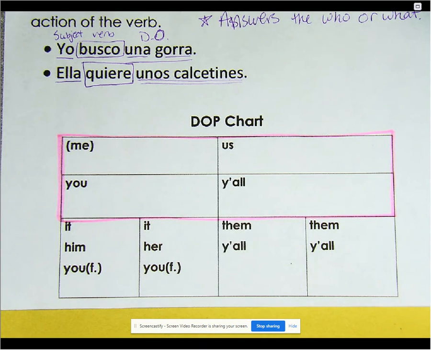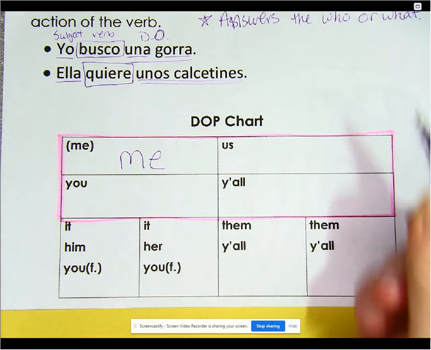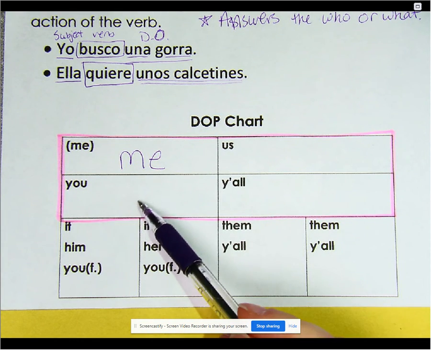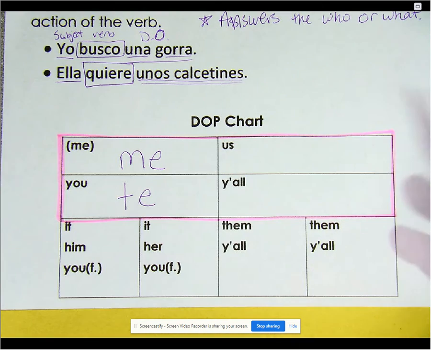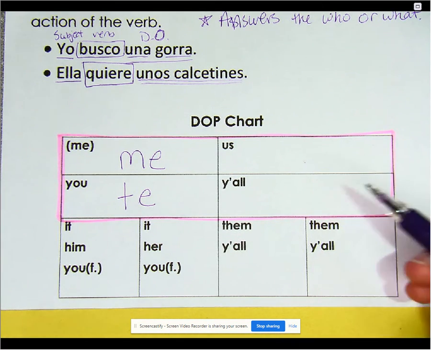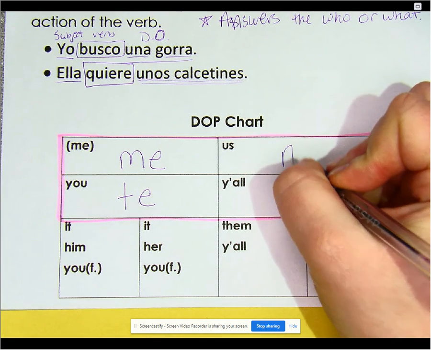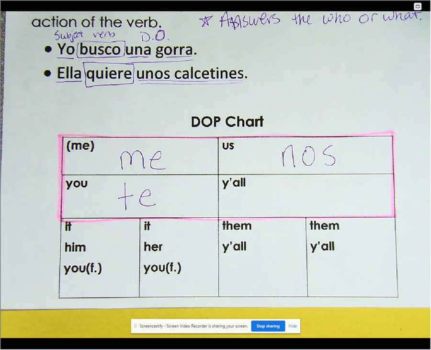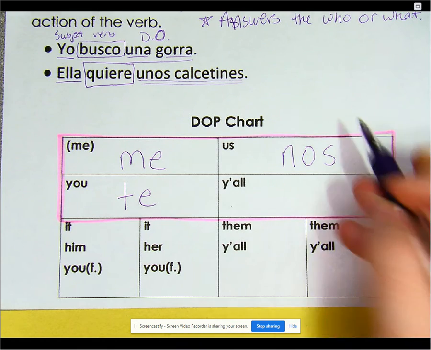So think about what "to me" was in our indirect. So just "me" is still me. Think about what "to you" was. So just "you" as a direct object pronoun is te. "To us" as an indirect object pronoun, and just "us" as a direct object pronoun is nos. And for "to y'all" as an indirect object pronoun, it's also the same just as "y'all."